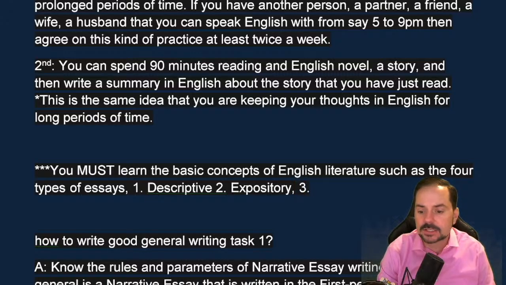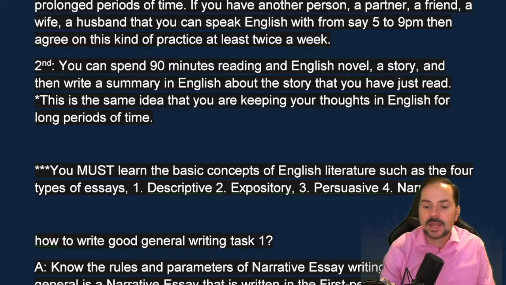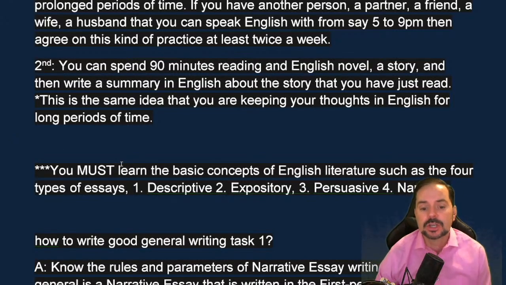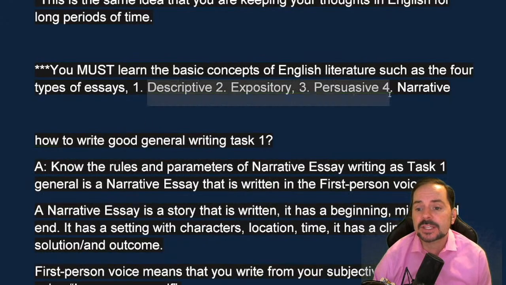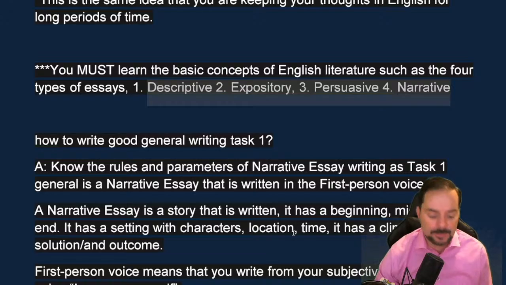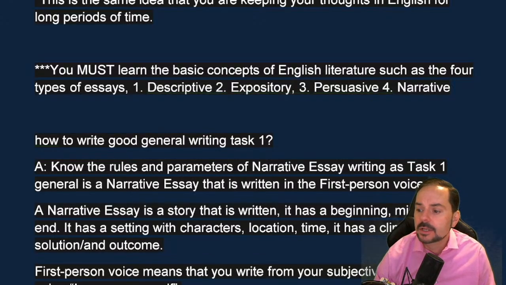Third is persuasive, and fourth is narrative. So you should be looking these up and learning how to do this. You'll see lots of examples online, and there are lots of very good English teachers who go through each of these step by step and really guide you and teach you, okay? All right.